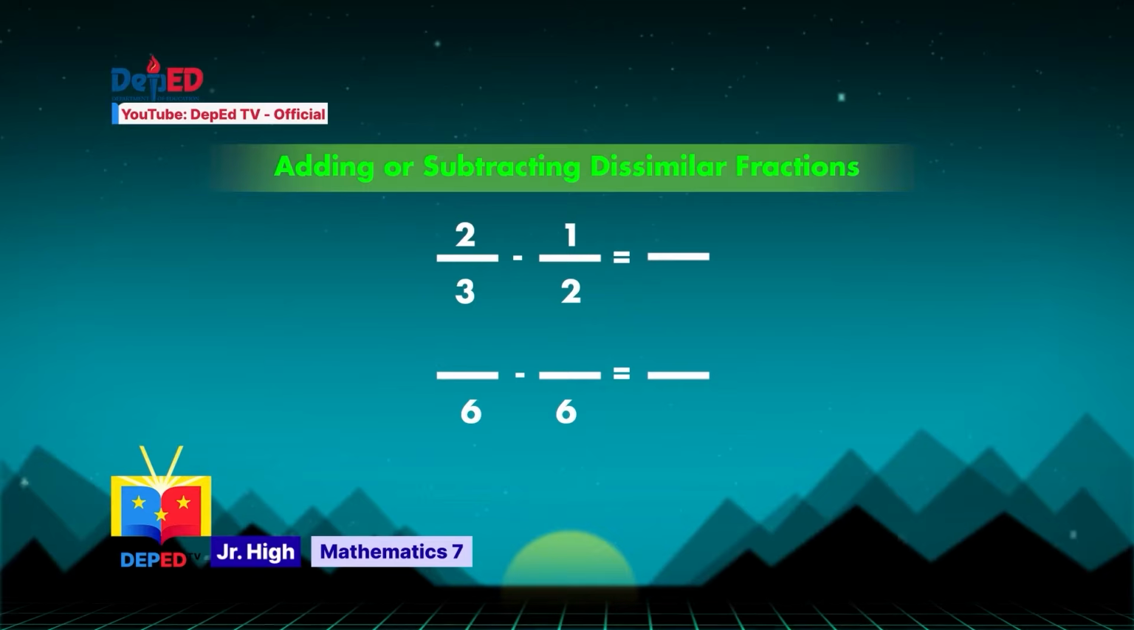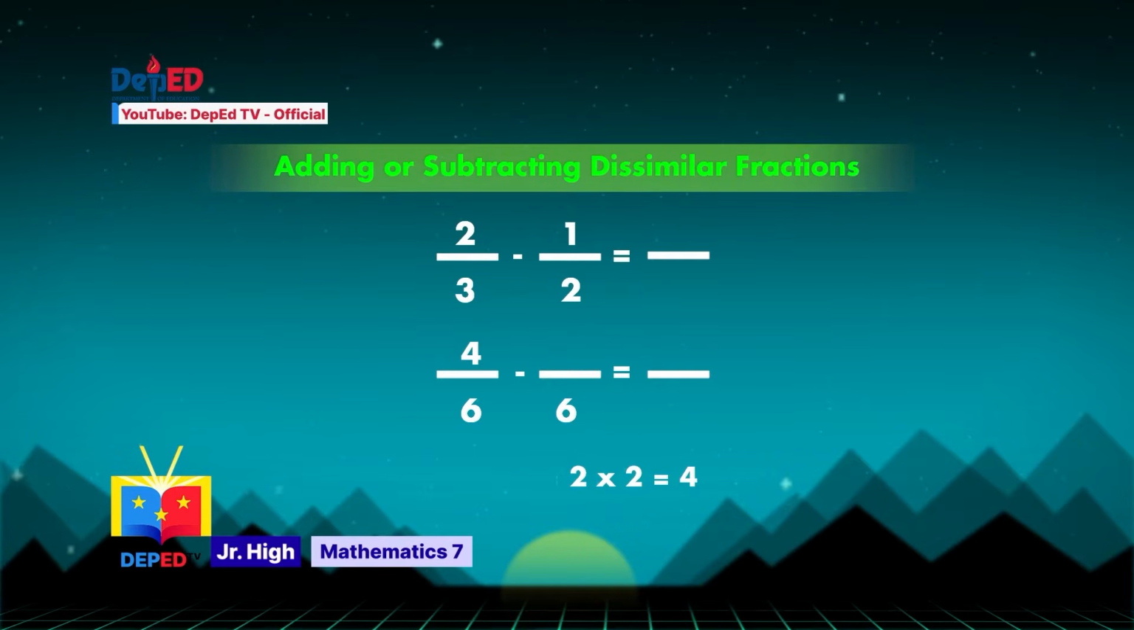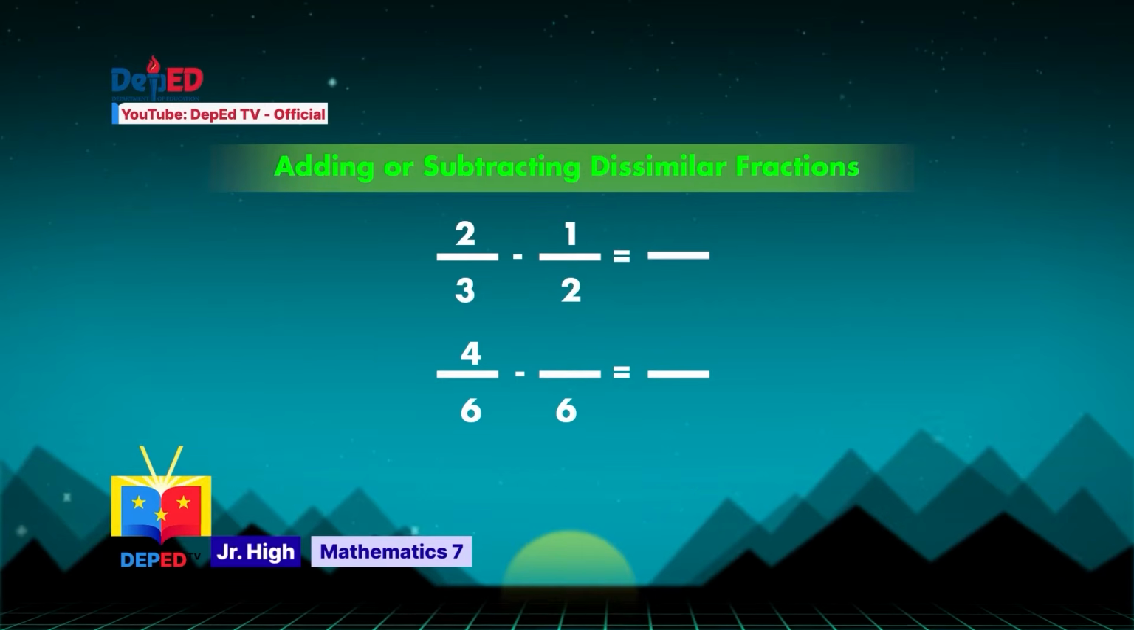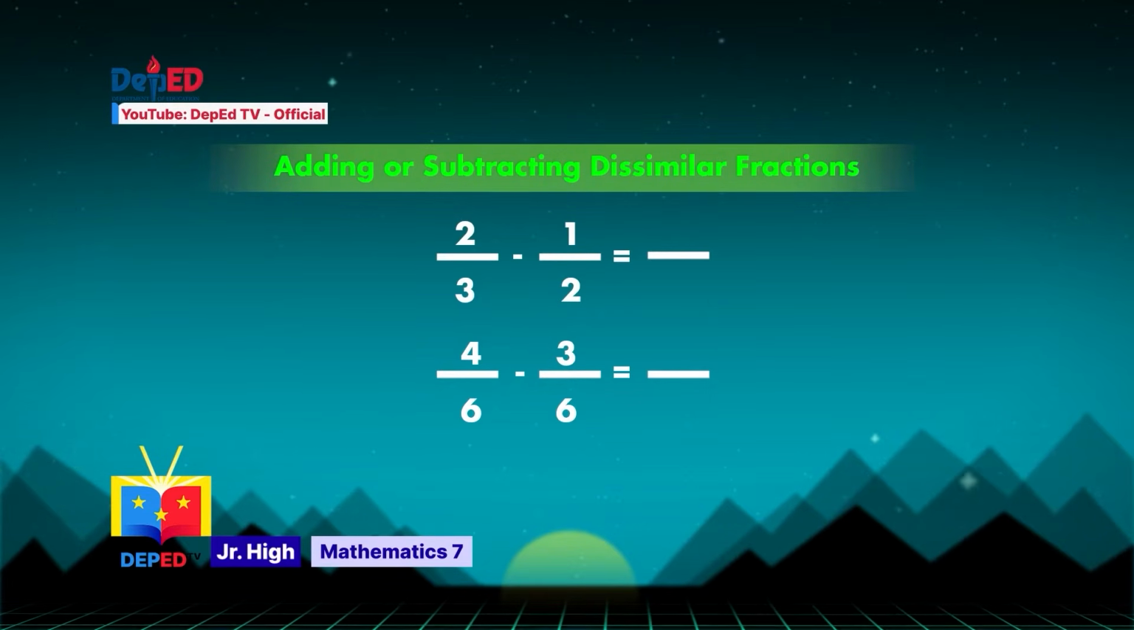Let us change the given fractions into similar fractions. 6 divided by 3 is 2. Then we multiply to the numerator 2, which will result to 4. Thus, 2 over 3 is equal to 4 over 6. Then, 6 divided by 2 is 3. Then multiply it by 1, which will result to 3. Thus, 1/2 is equal to 3 over 6.